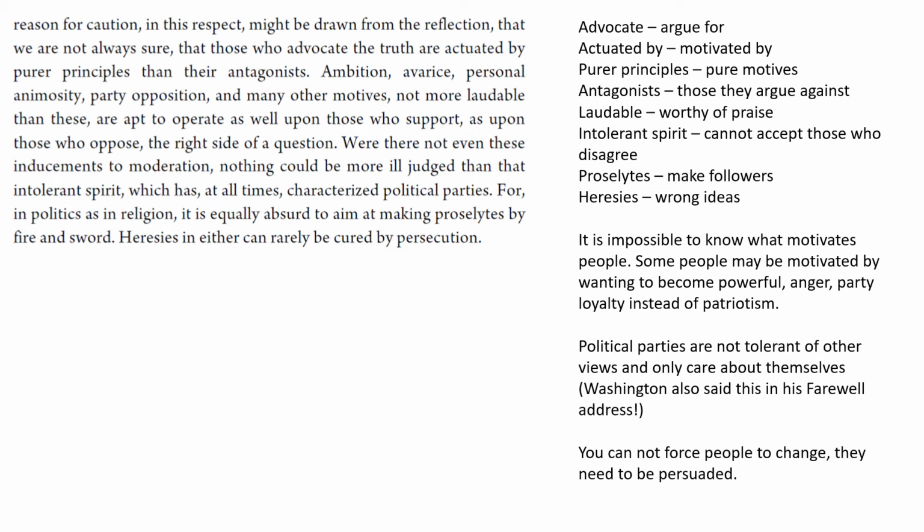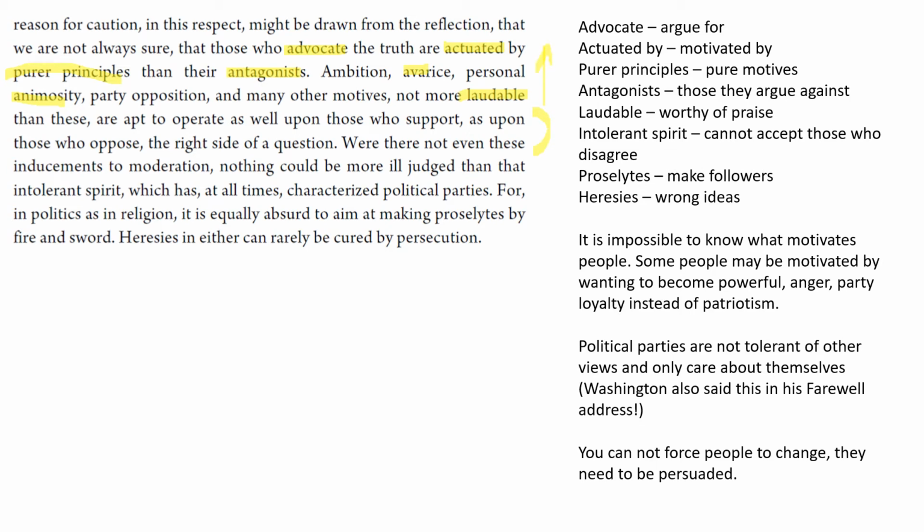And a further reason for caution in this respect might be drawn from the reflection that we are not always sure that those who argue for the truth are motivated by purer principles, purer motives than their antagonists, those that they argue against. Ambition, avarice, personal animosity, party opposition, and many other motives, not more laudable than these, not more praiseworthy than these, are apt to operate as well upon those who support as upon those who oppose the right side of a question. Everybody can be affected by these motives.